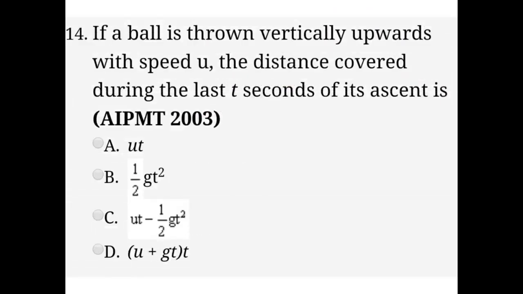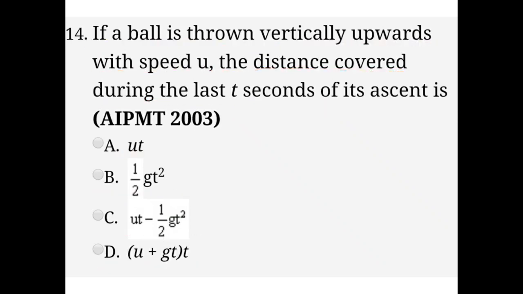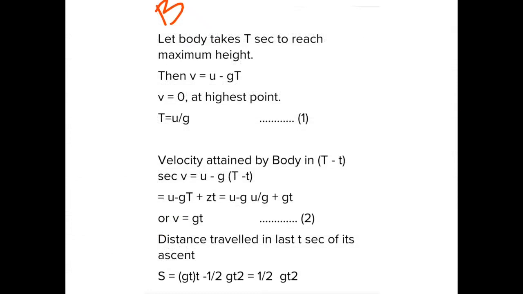Question number 14. If a ball is thrown vertically upwards with a speed u, the distance covered during the last t seconds of its ascent is option A ut, option B half of gt square, option C ut minus half of gt square, option D u plus gt into t. Option B is the correct answer.